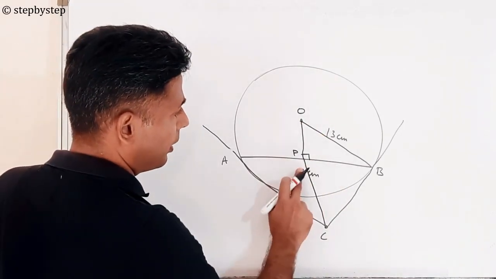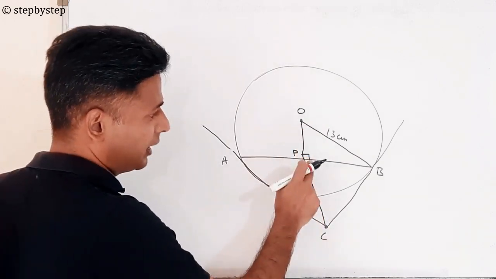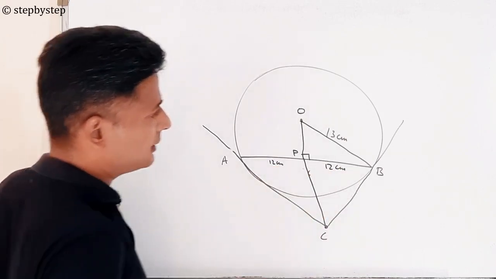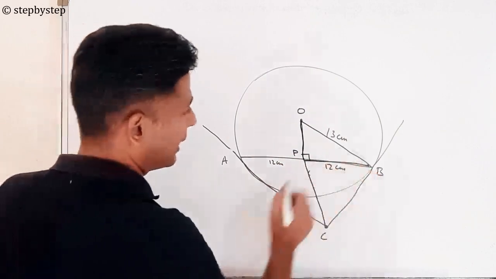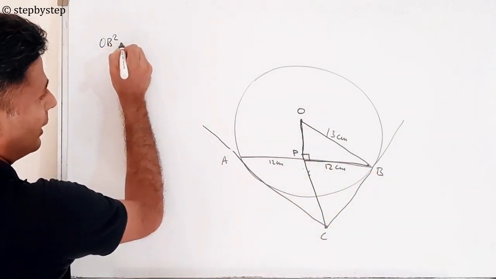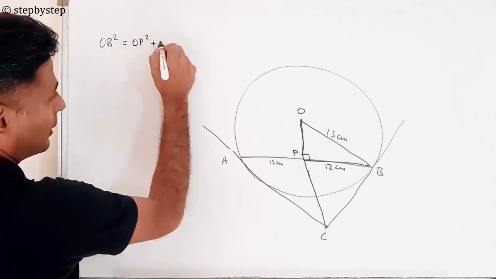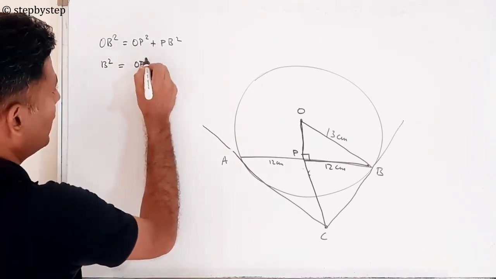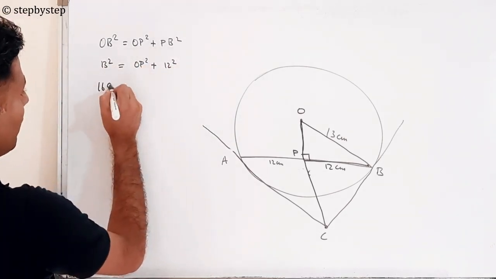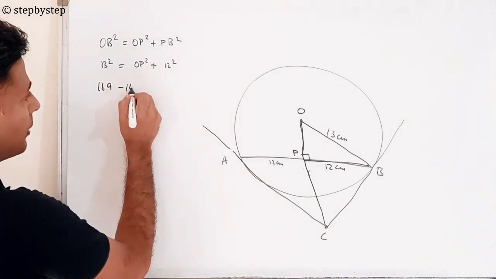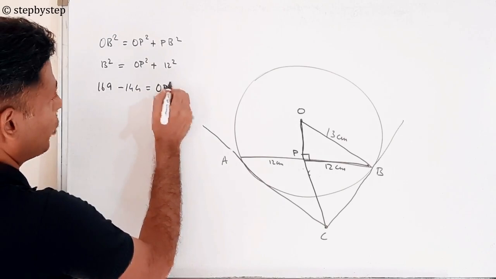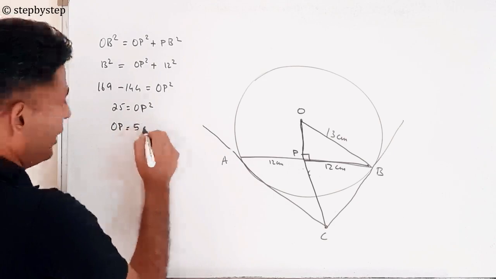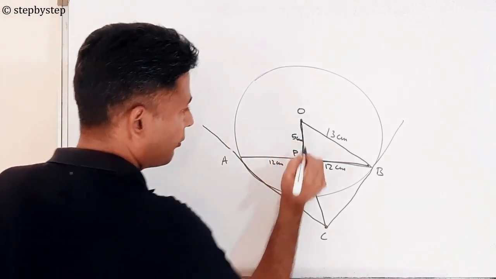Now if you remember from last year, a line from the center perpendicular to the chord bisects the chord. So this will be 12 centimeters, and this will be 12 centimeters. Now here I have got a right angle triangle. So OB square equals OP square plus PB square. So OB square is 13 square, equal to OP square plus PB square, which is 12 square. Here I get 169, and when 12 square comes to this side, it becomes minus 12 square. That is minus 144, so 25 equals OP square. So OP equals root of 25, which is 5 centimeters. So I got this as 5 centimeters.